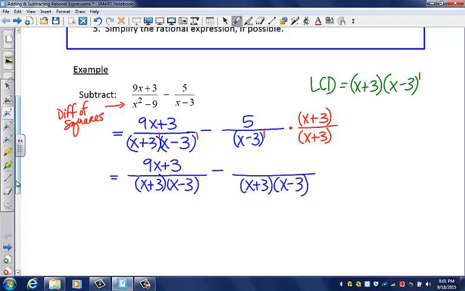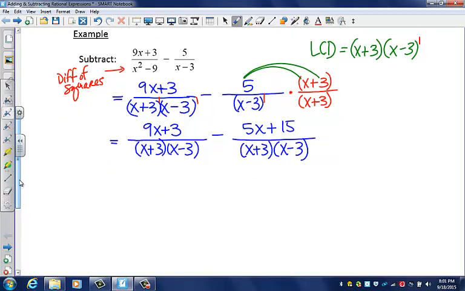So I'm not changing the value of the fraction. That means that my x and my 3 both get multiplied by the 5. So I need to distribute that 5. So I end up with 5x plus 15. Now that I have a common denominator, we go ahead and subtract the numerators only. Remember, the denominator stays the same.